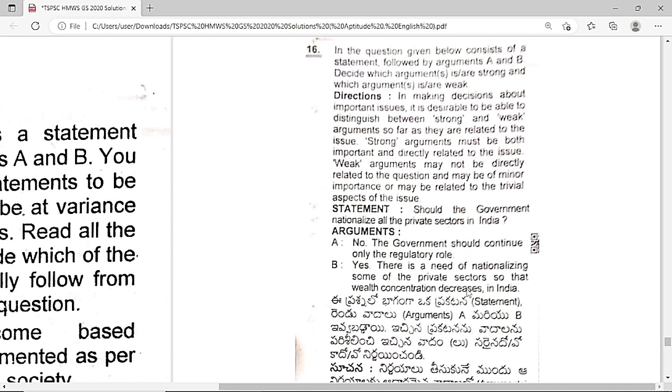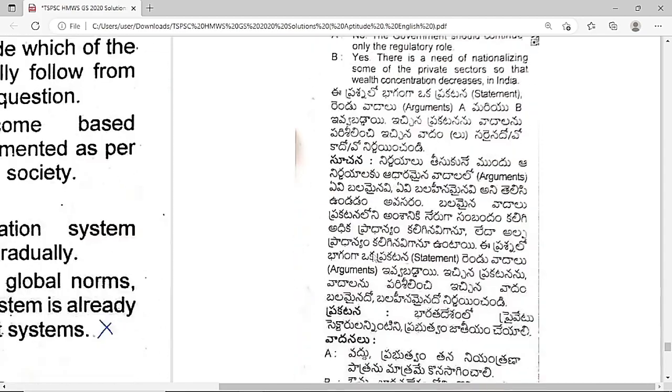In simple words, I can say only one thing. The government should do only the regulatory role. And if they want to nationalize, they need to nationalize only some of the private sectors in order to decrease the wealth concentration in India. So the government should basically regulate all the private sectors in India, and if they want to nationalize, they have to nationalize only some of the private sectors. So this is the correct solution of this question.